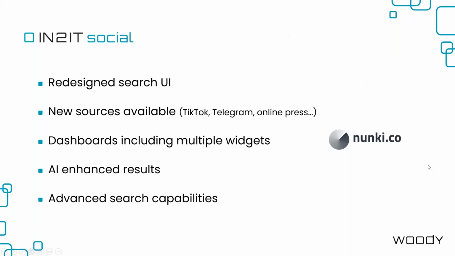Yeah, redesigned search UI, as Quentin said, new sources available for search, dashboards including multiple widgets, different visualization options. I didn't show it because we didn't have time, but you can have leaderboards, you can have charts, also visualization, and using the AI to enhance the results. And again, the value here is to save time for editorial teams to find the relevant content and evaluate properly the reliability. Any comments you want to add, Quentin, on this?